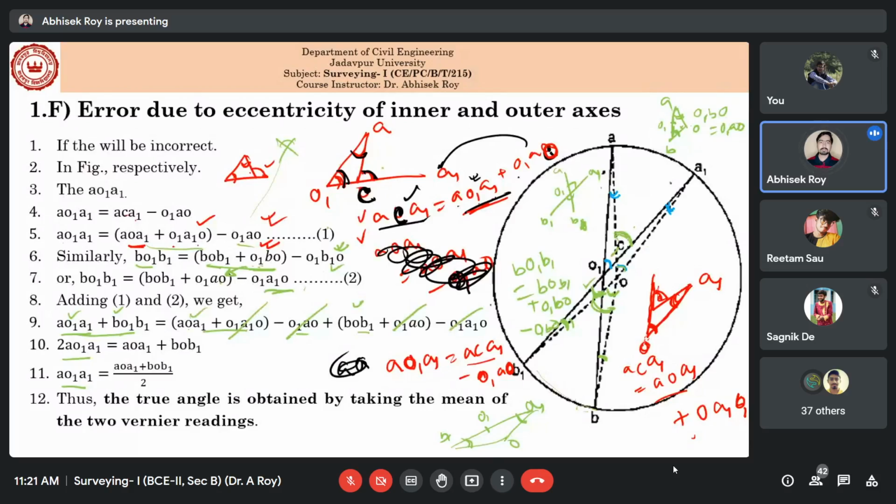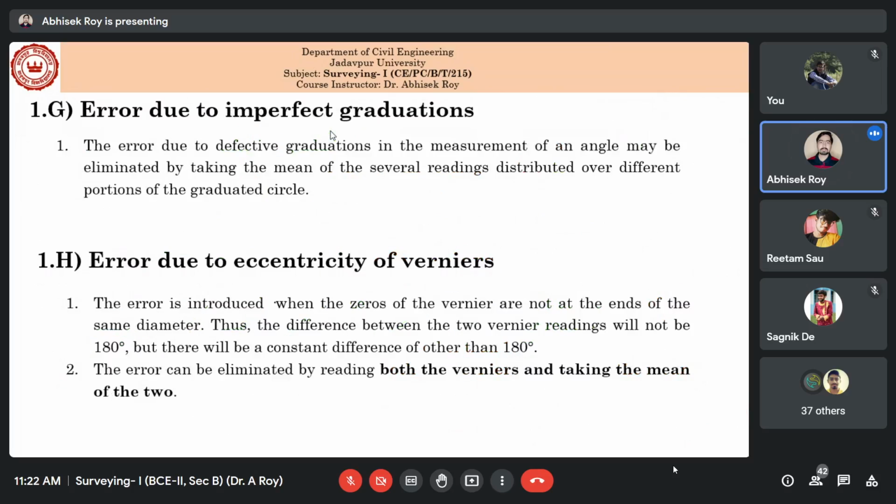Ultimately, as you are measuring only these two angles, to get the actual data you have to take the average of these two. That's how we will get the actual reading. You have to take both the verniers' readings, and that is the reason why in the horizontal plate you have vernier A and vernier B, so that you can take the average of A and B, and also in the vertical circle you have vernier C and vernier D, so that you can take the average of both and remove this eccentricity error. Okay.